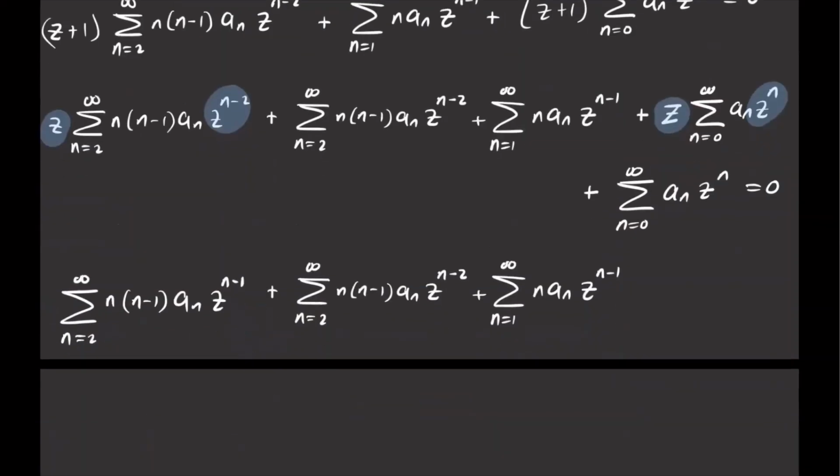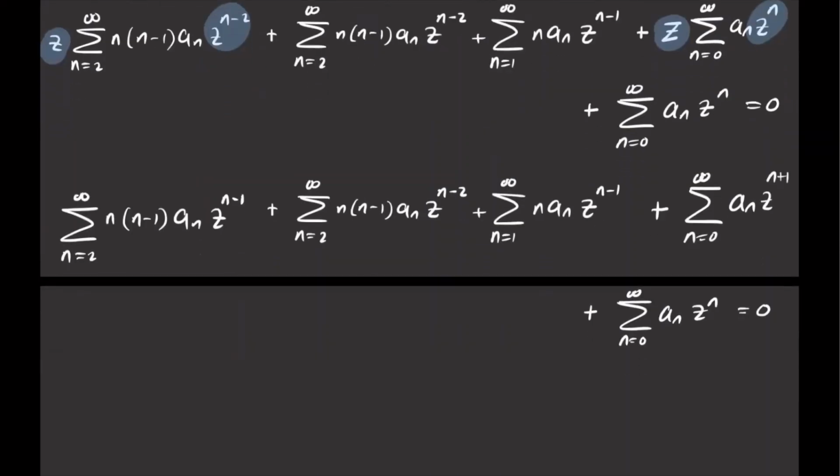And then plus, now the next one I highlighted, as you can see on the corner, as we move this inside and combine the powers, you're going to get the sum starting from 0 to infinity of a sub n z to the power of n plus 1. The last one remains unchanged. I'm just going to rewrite that: the sum starting from 0 to infinity of a sub n z to the n equals 0.